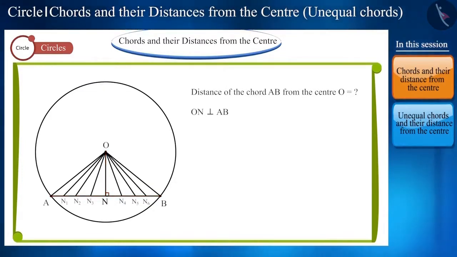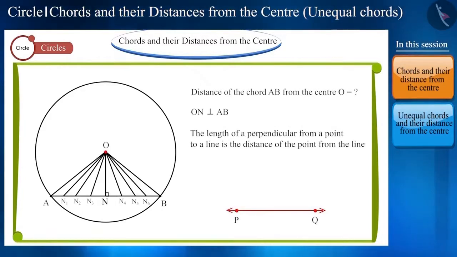So, now we can say that the length of a perpendicular drawn from a point to a line is the distance of that point from the line. For example, in this circle, the distance between center O and chord AB will be ON, which is perpendicular to chord AB.